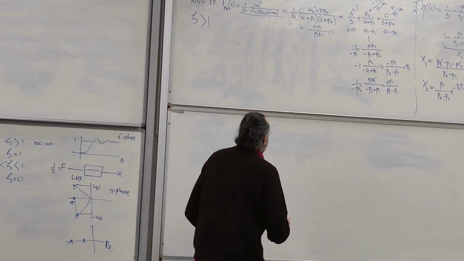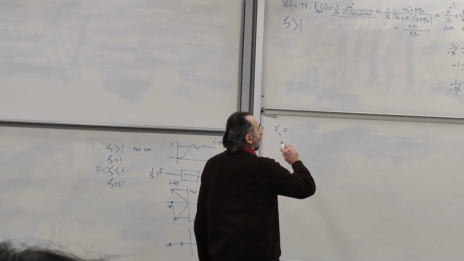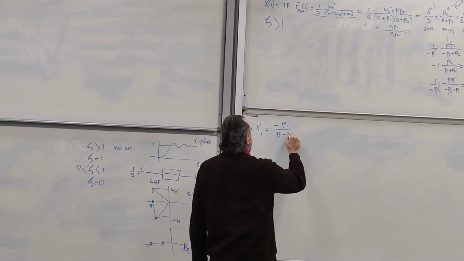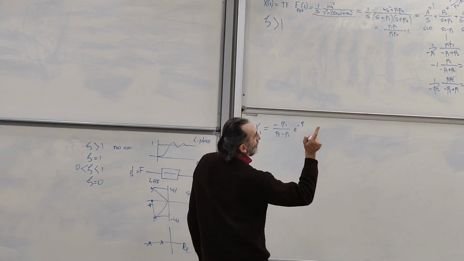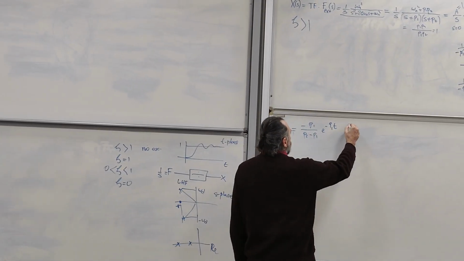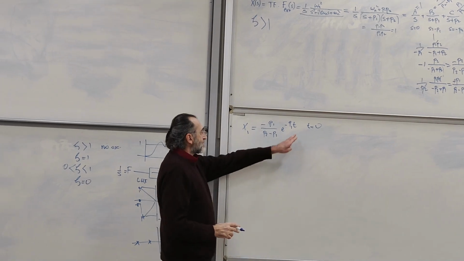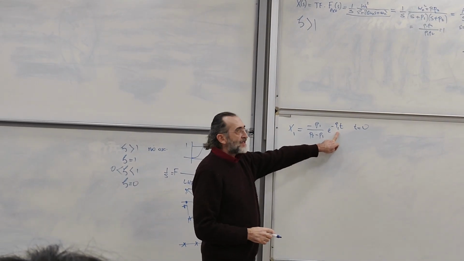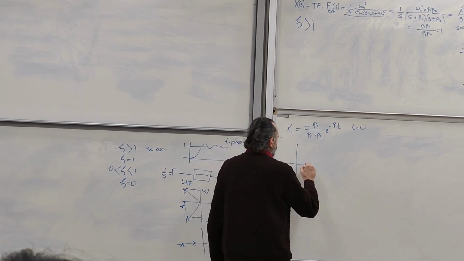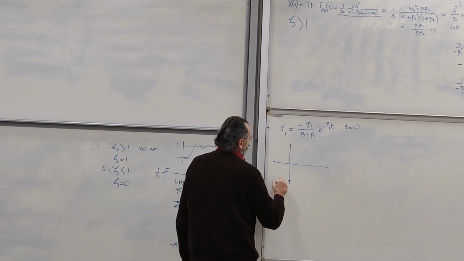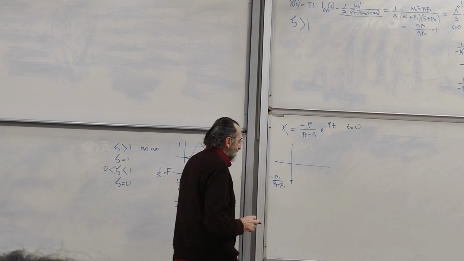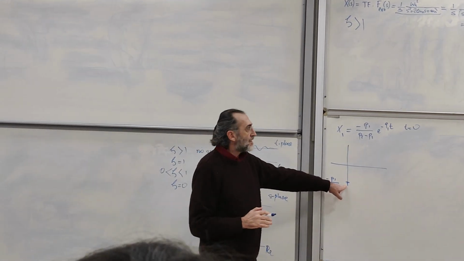So x1 being equal to minus P1 divided by P2 minus P1 e to the minus P1t. When time is equal to 0, this is going to be 1. So my x1 at time equal to 0 is going to be something like P1 divided by P2 minus P1. The minus sign, it's going to be down here.